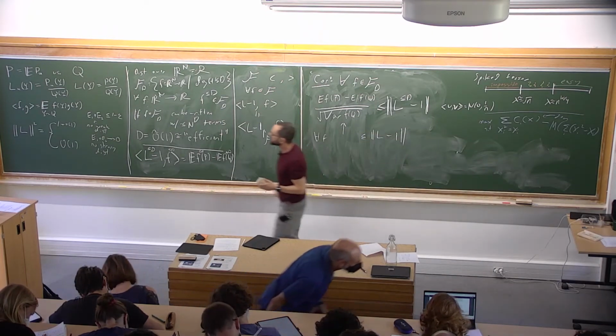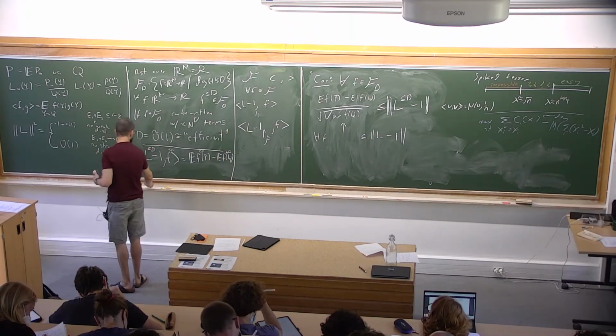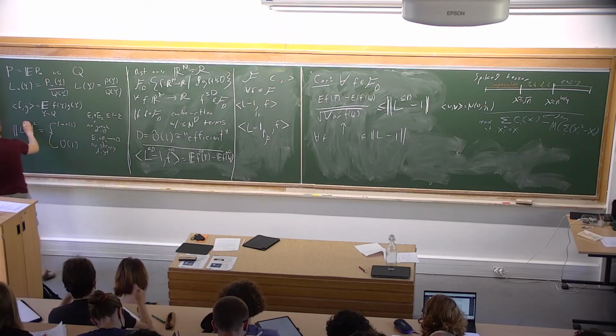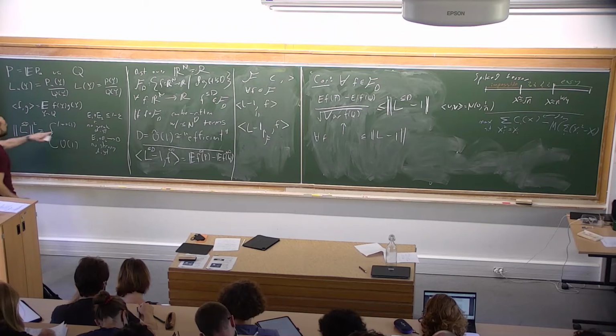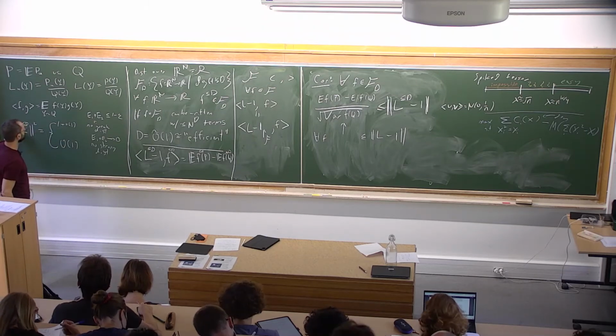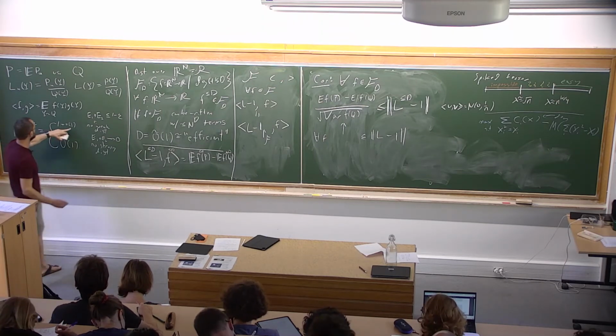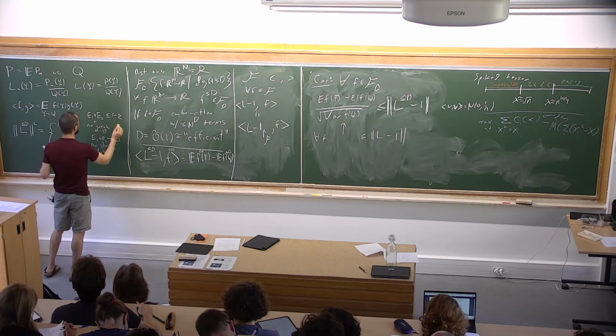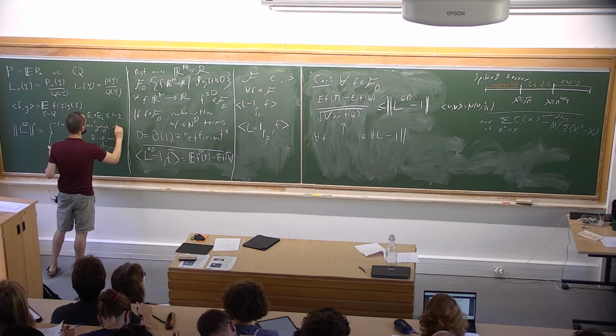So basically we say, if this is at most 1 plus little o of 1, then there is no weak distinguisher of degree d.